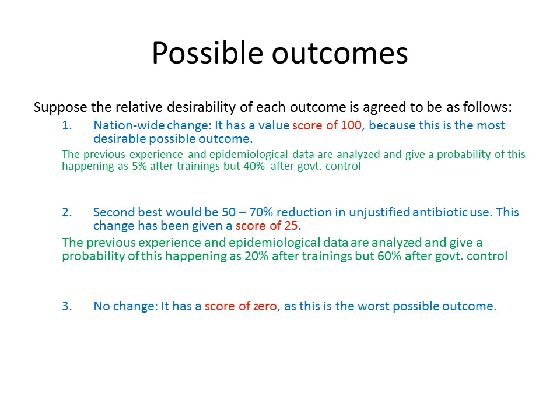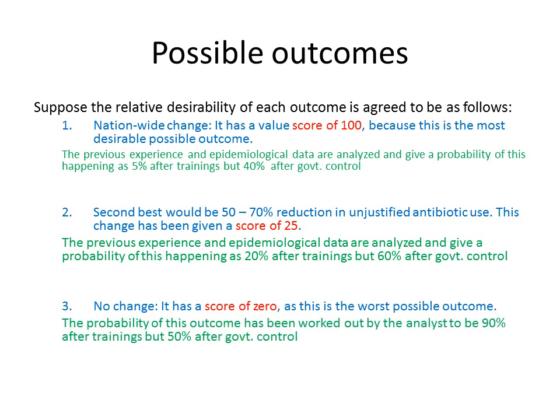The third outcome is that no change occurs. And this obviously has a score of 0 because this is the worst possible outcome. The probability of no change occurring is worked out to be 90% after training. That is, the training renders no change. There's a 90% possibility of this happening. But the possibility of this happening after the second option, that is, strict government control, is just 50%. So there is still a 50% chance of no change occurring after the strict government control.